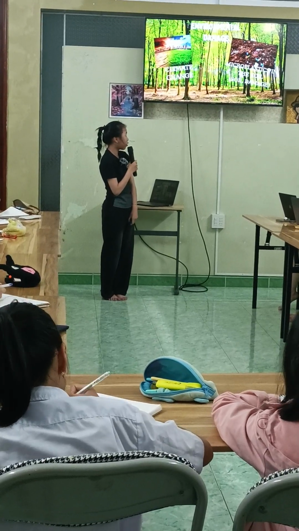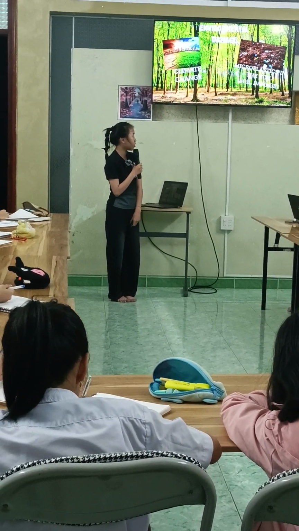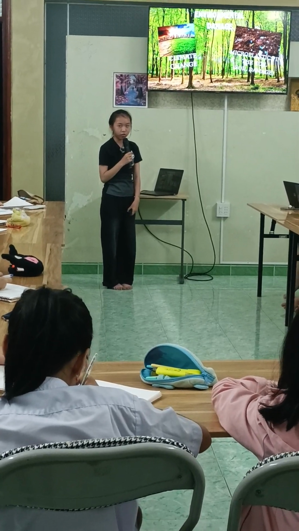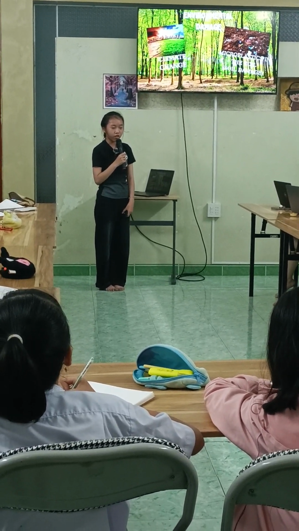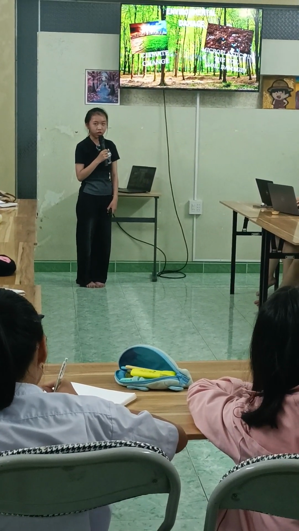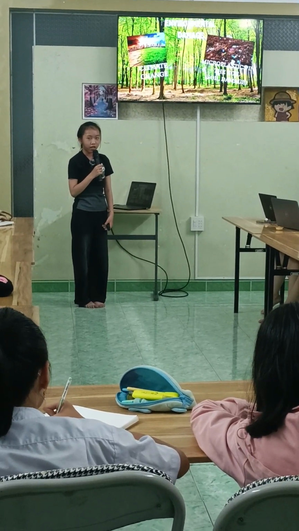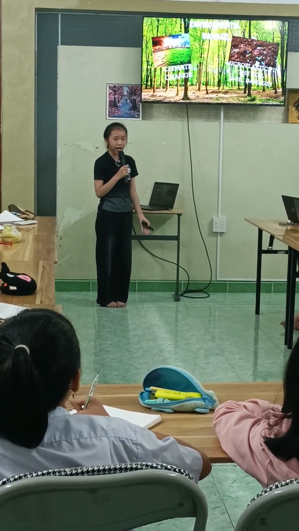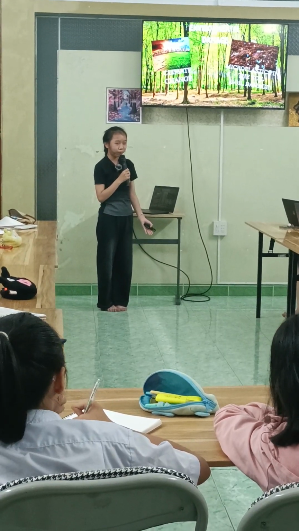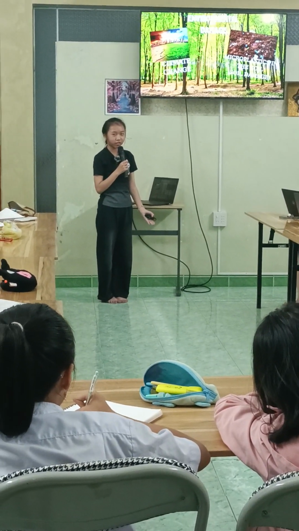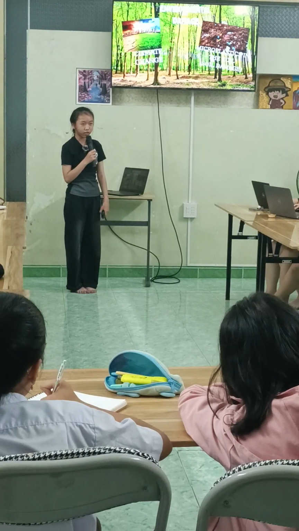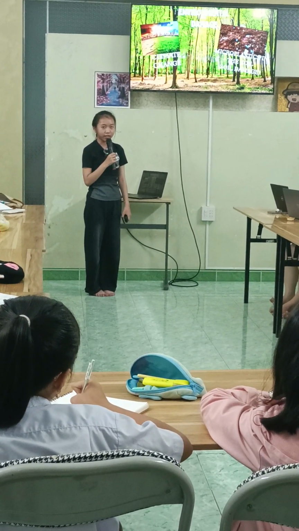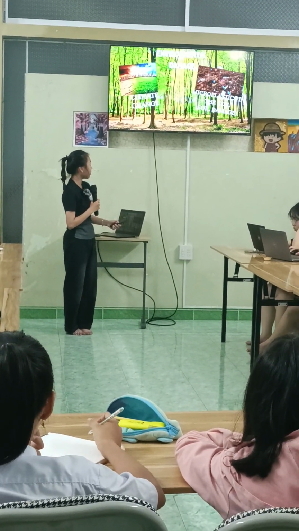Next is microplastics in the soil. The soil damage is that if the microplastic comes into the soil, then the water and soil are damaged, so the plants can't grow.